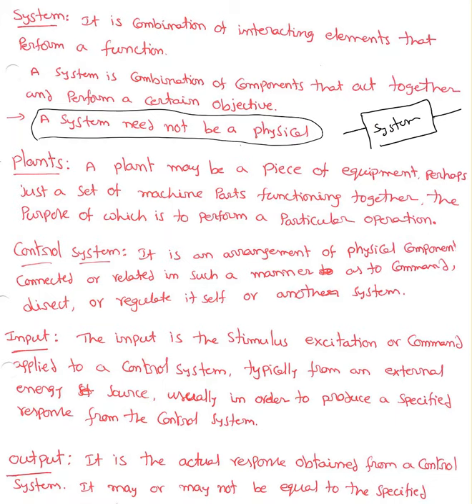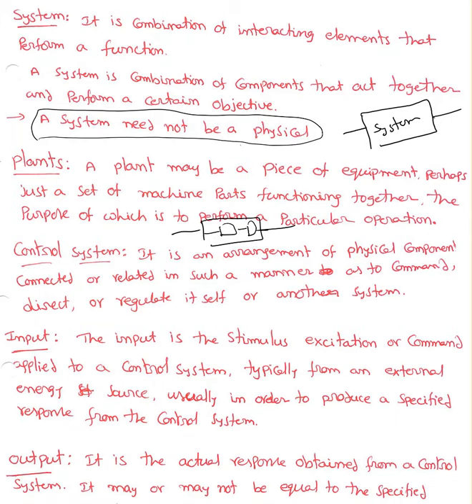Now, the next one is plant. A plant may be a piece of equipment, perhaps just a set of machine parts functioning together, the purpose of which is to perform a particular operation. So a system can have different plants. If you look at a system, in this system there might be a small subsystem. That subsystem might be a plant. That's called a plant.